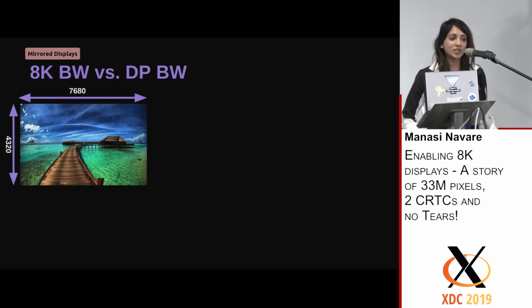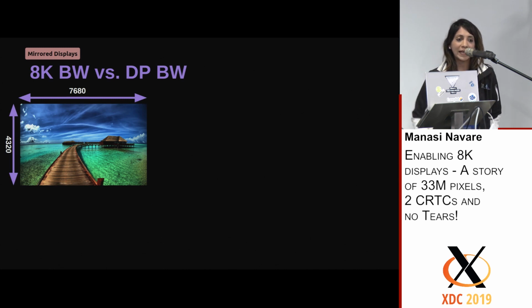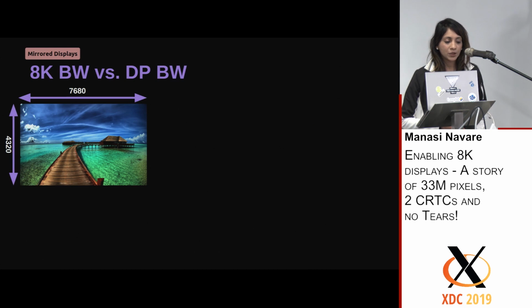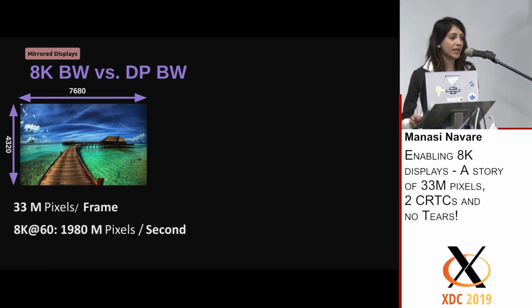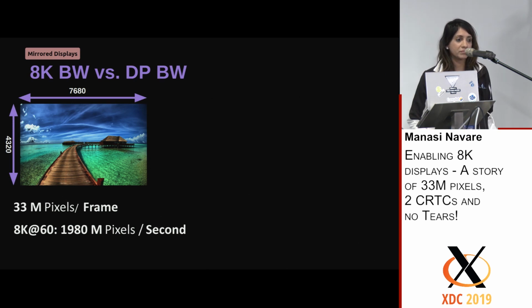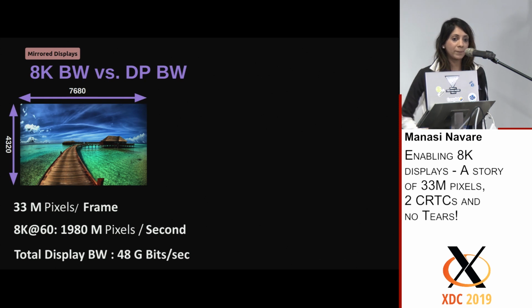So just a little bit of background on 8K and how 8K maps in terms of the display bandwidth. So this is the 8K frame, 7680 by 4320, and that's 33 million pixels per frame. And when you start streaming it at 60 hertz, that's like 1980 million pixels per second. What that means in terms of the display bandwidth is it requires 48 gigabits per second.